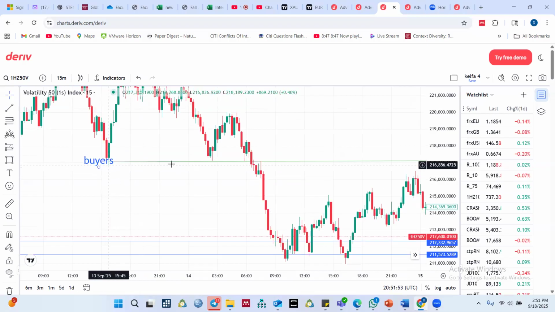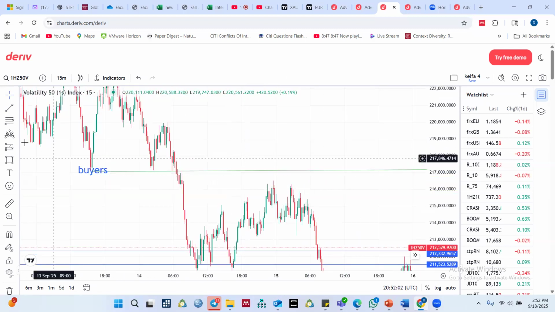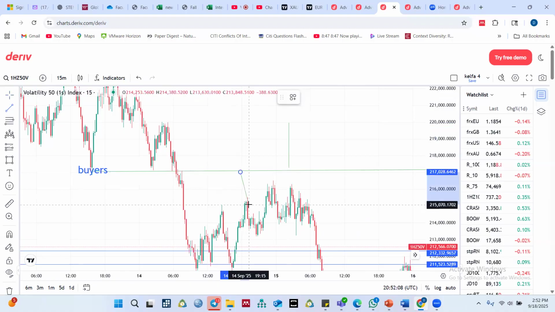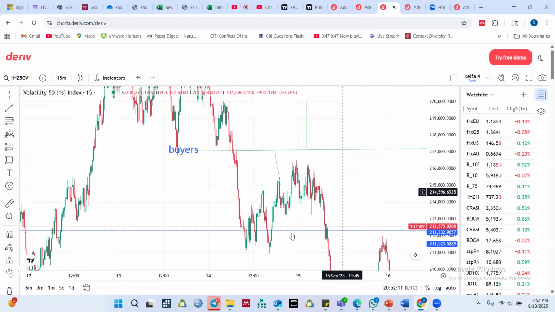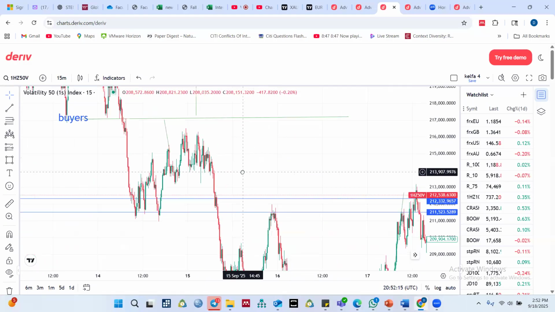So if buyers are here and they are no longer able to push price to the upside, sellers are below them. Sellers take over. This is a sign that anytime price is above this line, it will buy, and anytime price is below this line, it will sell. It's as simple as that. Price comes back below that; as long as it's below, it sells.